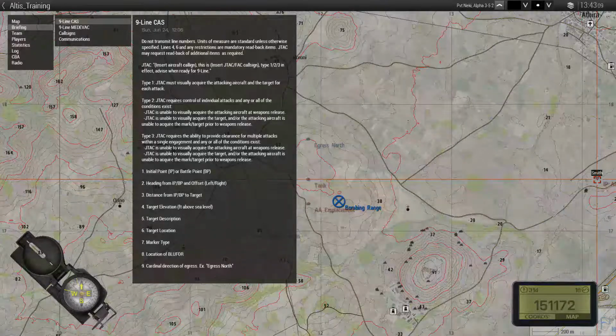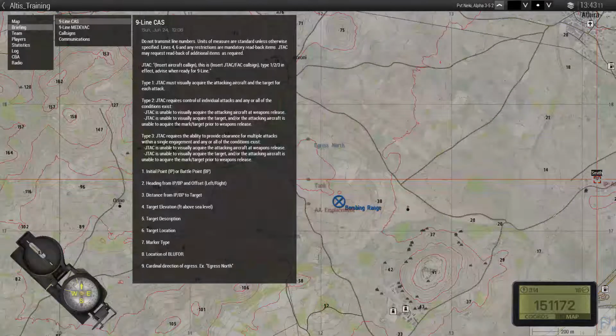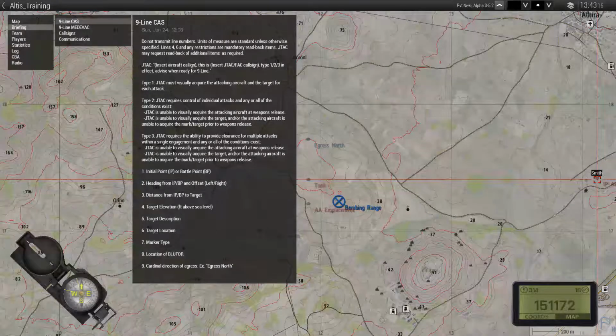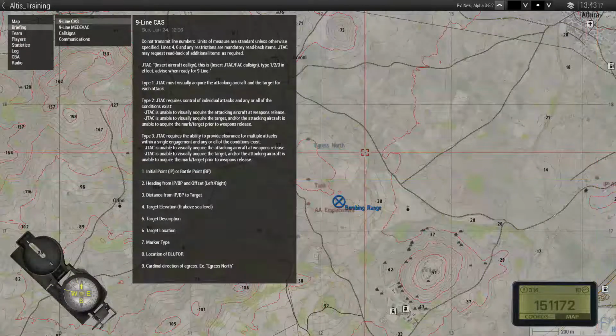Another question. I seem to have only two grid modes. If you scroll in further, there are more grid modes.